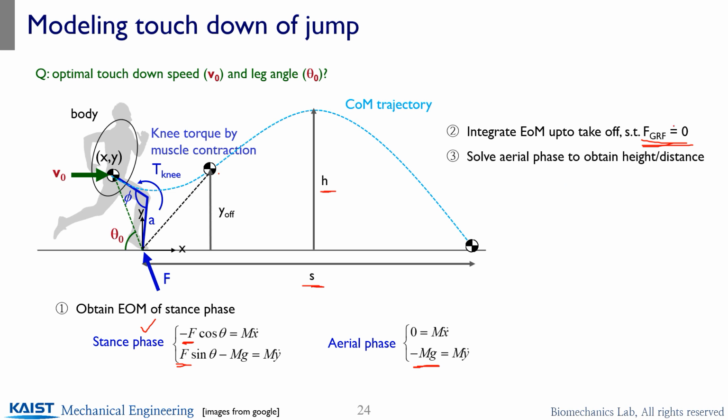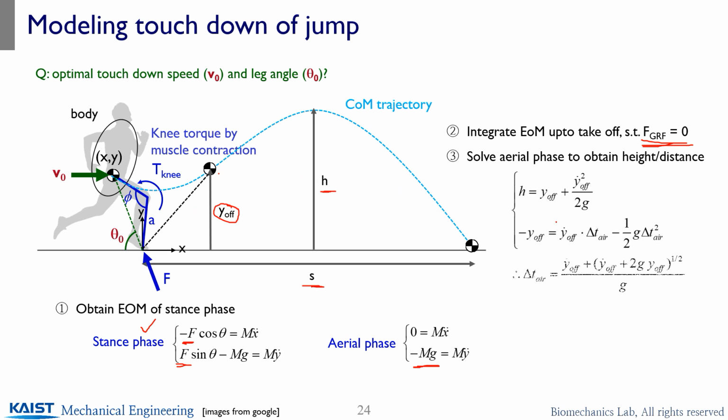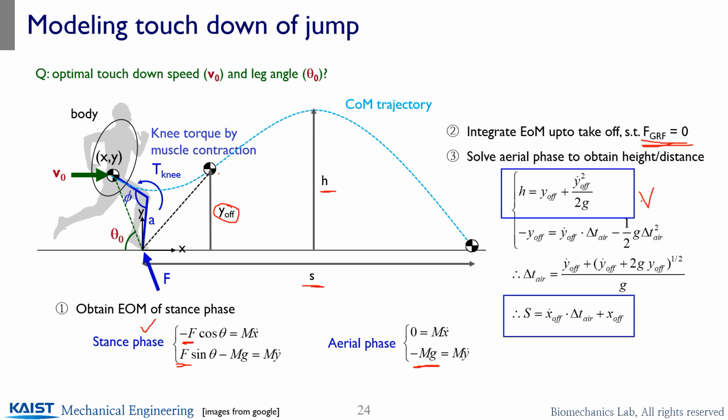Once you obtain those takeoff variables, the takeoff state like position and velocity, the next step is very simple ballistic motion solving. Most of us went through this in high school physics. So you can find the maximum height, the time it takes, and the total distance. By having the takeoff states, you can calculate the performance, and then examine how those are related to the initial conditions like V naught and theta naught.